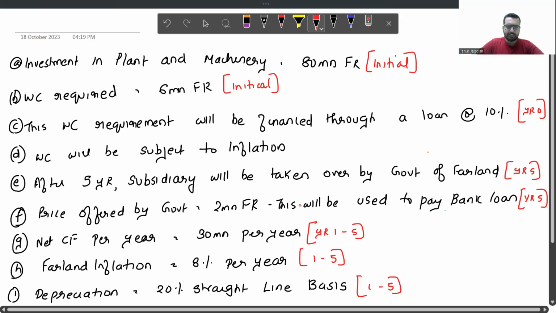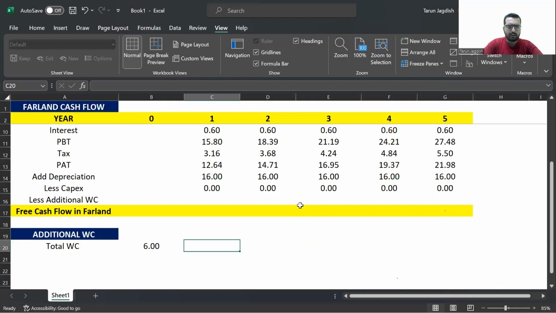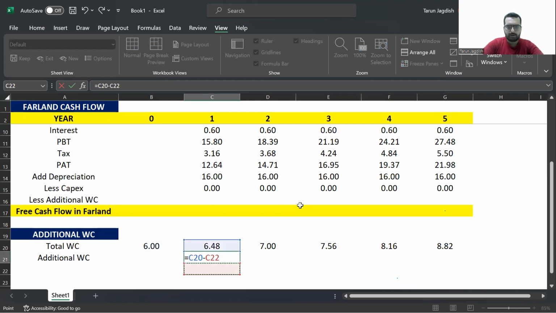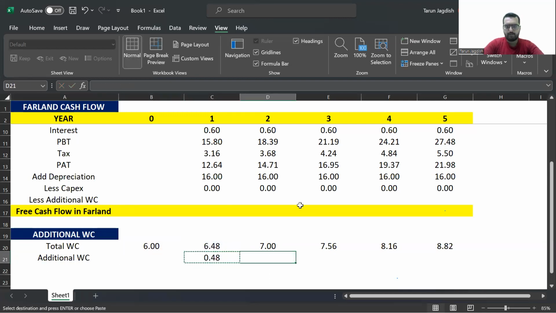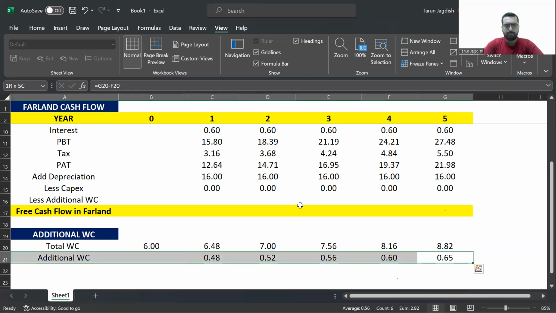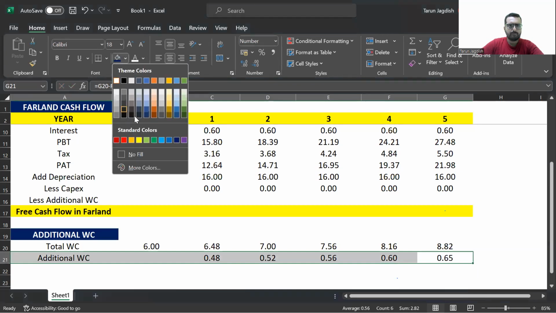Have they given 8% as the inflation there? Correct. All right. So here I'll write down this into 1.08. So you get this from this, I can find out the additional working capital. That will be this minus this. 0.48, 0.52, 0.56, 0.60, and 0.65. Okay, so I'll just highlight this.